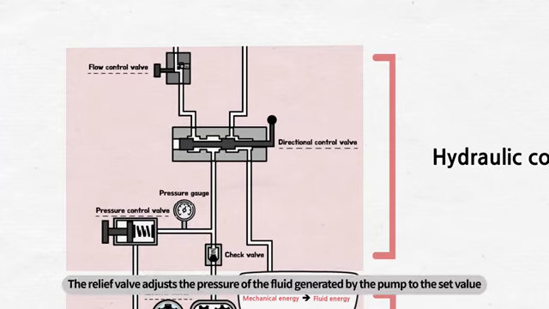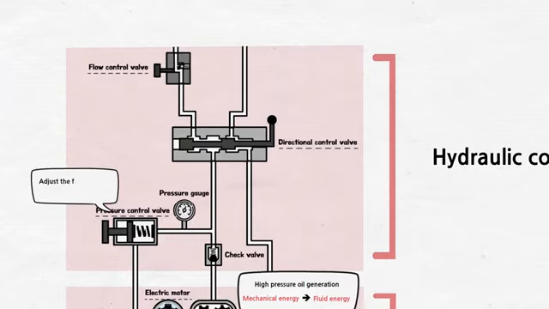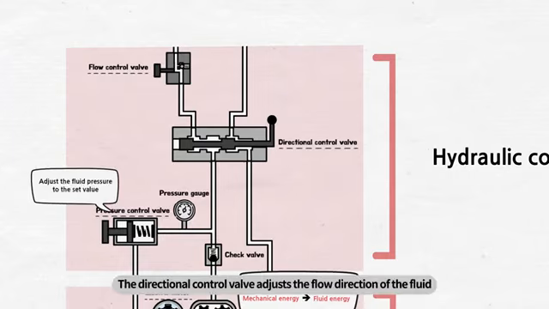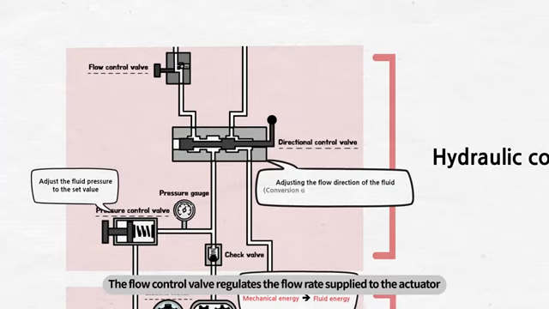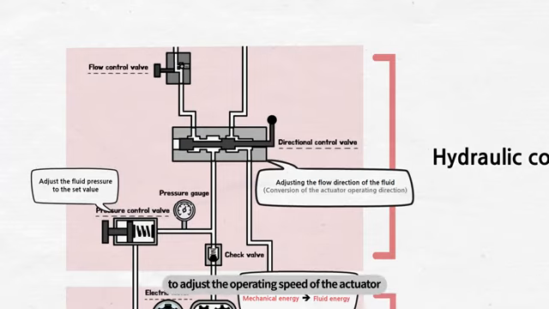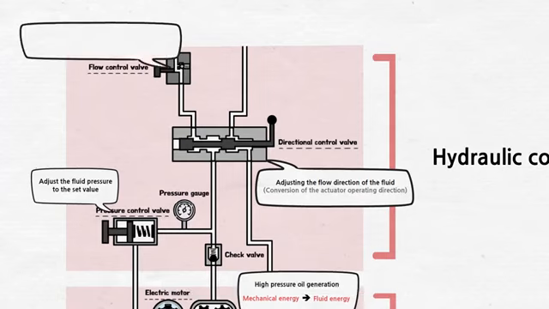The relief valve adjusts the pressure of the fluid generated by the pump to the set value. The directional control valve adjusts the flow direction of the fluid to change the operational direction of the actuator. The flow control valve regulates the flow rate supplied to the actuator to adjust the operating speed of the actuator.